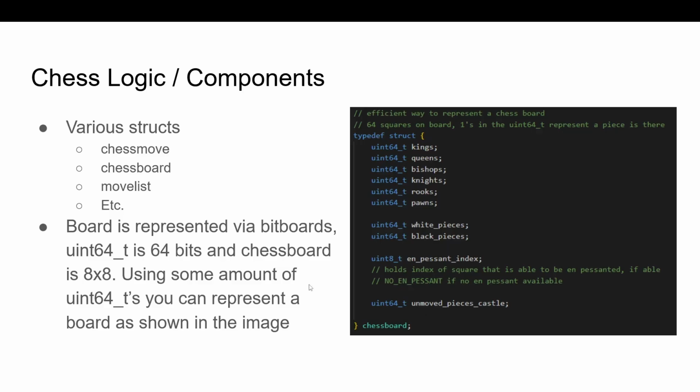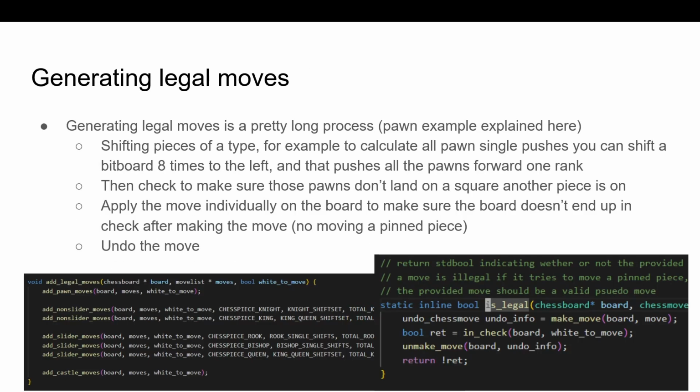So yeah. Move list is another thing. Move list is an array of moves and also has some other information, but it is basically used to hold a bunch of legal moves at once. Yeah, hopefully all that makes sense.